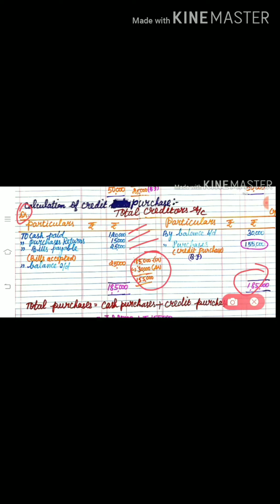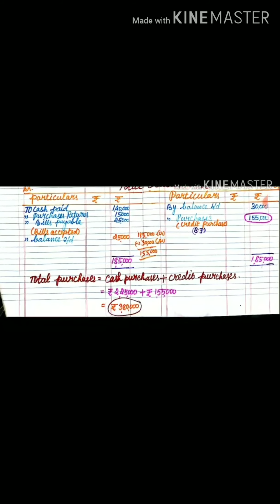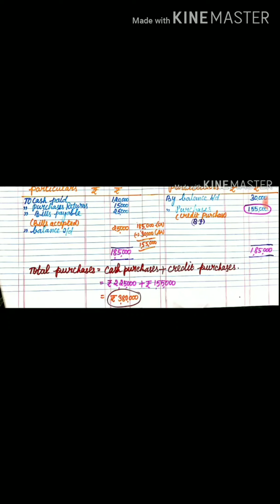This value is known as credit purchase. This is a balancing figure. The question is to find out the total purchase. What is the formula of total purchase? Cash purchase plus credit purchase. The cash purchase value is already given in the question: 2,25,000. Credit purchase 1,55,000. So the total value is 3,80,000. So rupees 3,80,000 is the total purchase value.